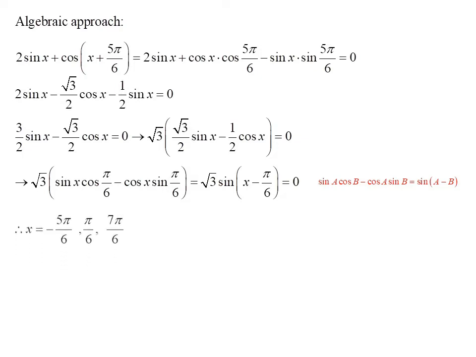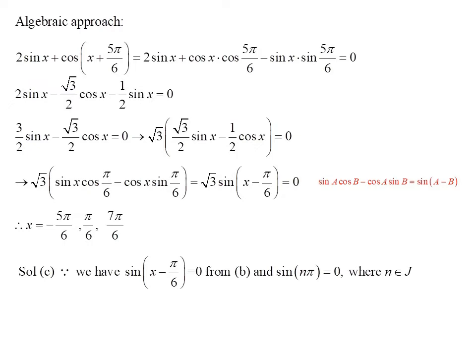Now we solve the circular function and work out that x equals -5 pi over 6, or pi over 6, or 7 pi over 6. As for the general solution, since we have the equation of sine of (x minus pi over 6) equals 0, the general solution for this equation is n pi plus pi over 6, where n is an arbitrary integer.